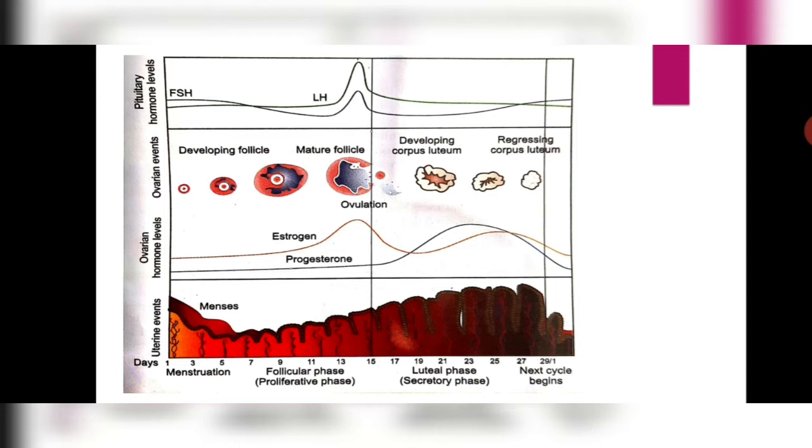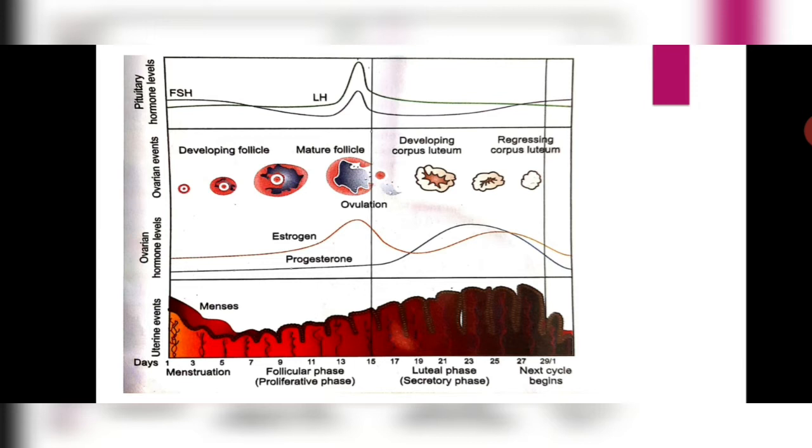Next phase is known as the ovulatory phase, which is very short lived. It lasts for only about 48 hours. Now, during this phase, as you can see, there is a very high peak of LH, luteinizing hormone. This phenomena is known as LH surge. This LH surge induces the rupture of the Graafian follicle and causes ovulation. During this phase, the secondary oocyte is released from the Graafian follicle, and what is left is known as corpus luteum.